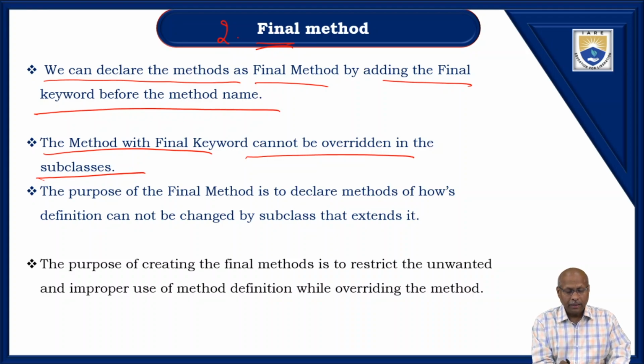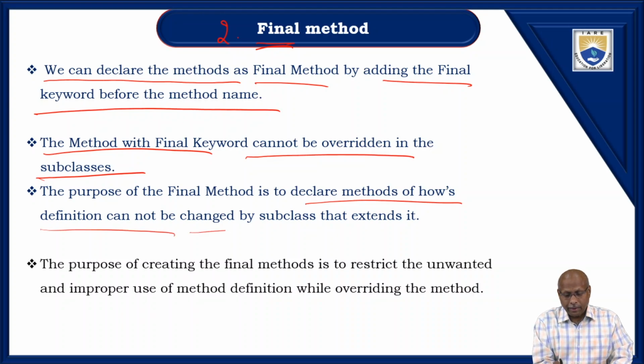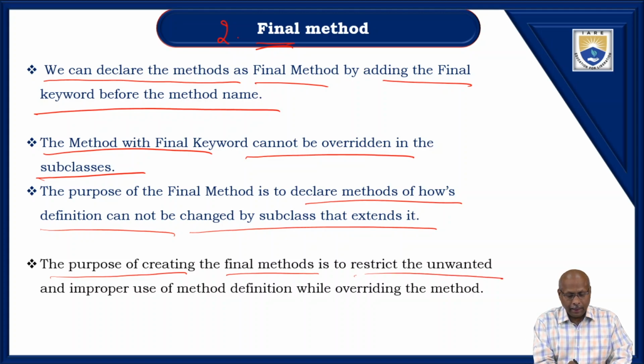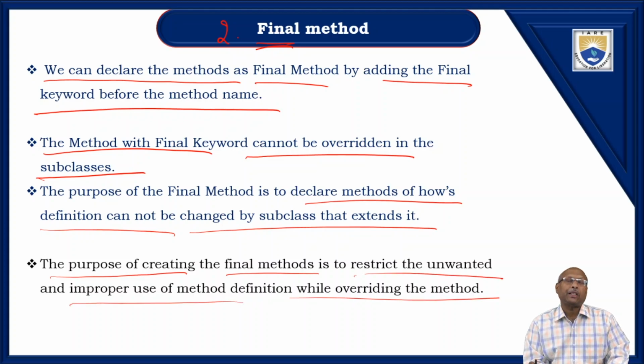First, let us go through this topic. The purpose of the final method is to declare the method so that its definition cannot be changed by the subclass. The purpose of creating the final method is to restrict the unwanted and improper use of a method definition while overriding. So whatever guidelines or statements are given in the parent method, that method should be followed. You should not modify, you should not edit.